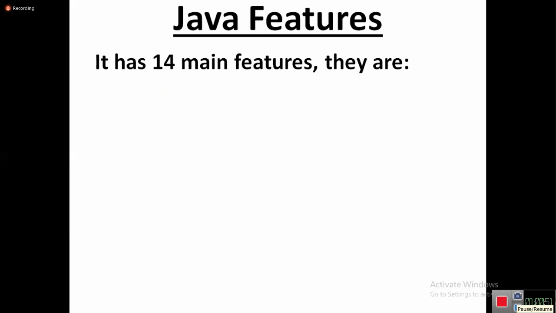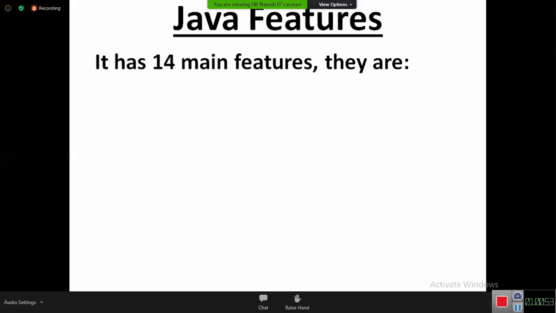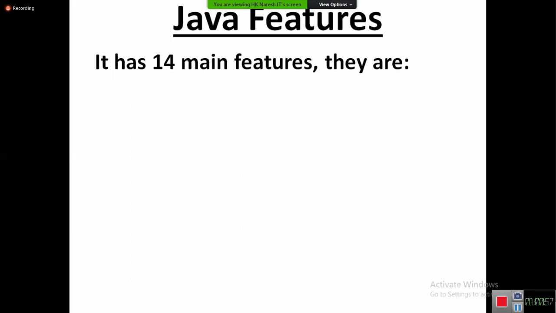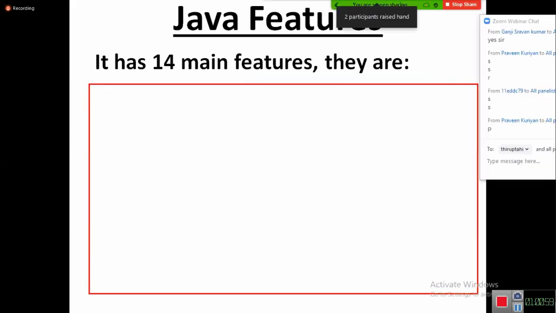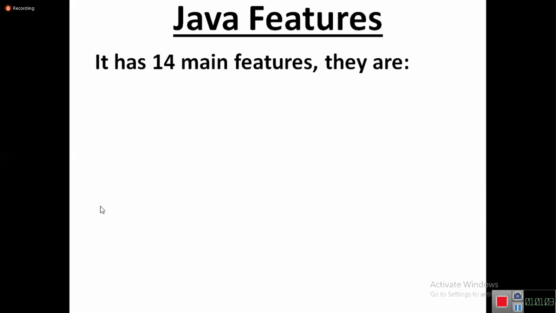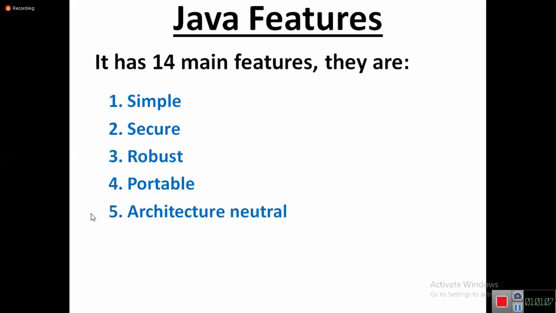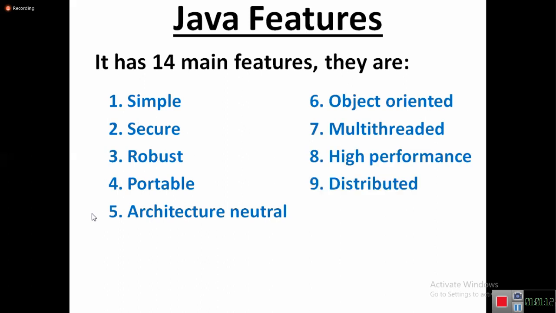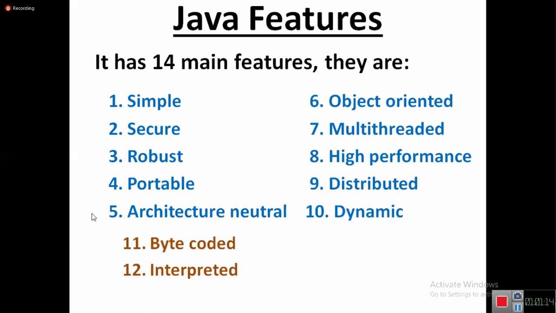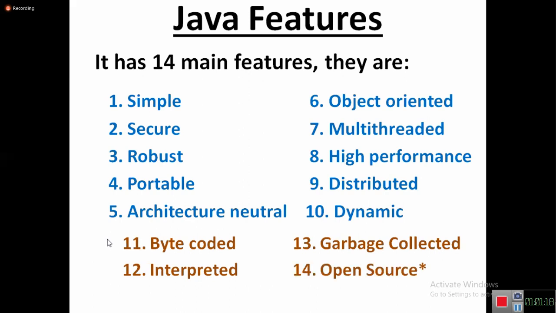Well, I'm closing my eyes. You also close your eyes and visualize. Here a diagram should flash in your mind. Java has 14 features. Close your eyes and tell me: simple, secure, robust, portable, architecture neutral, object-oriented, multi-threaded, high-performance, distributed, dynamic, bytecoded, interpreted, garbage collected, and open source. That's it.